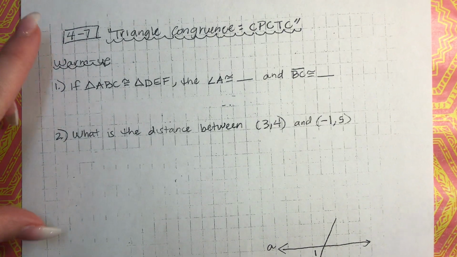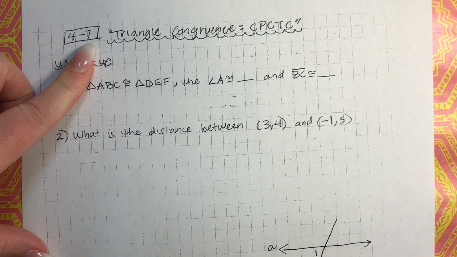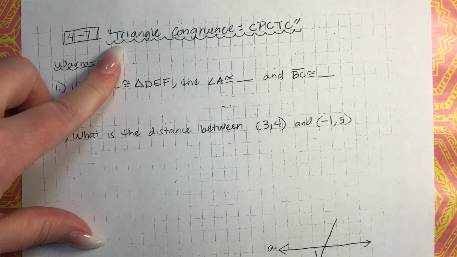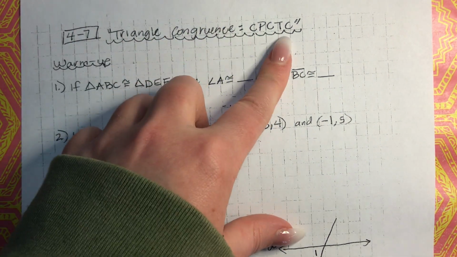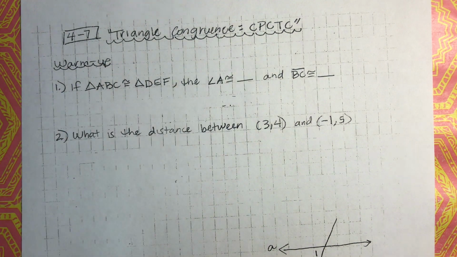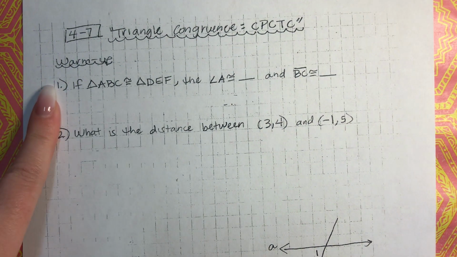Hello, hello. Welcome back for Chapter 4, Lesson 7. We are talking about triangle congruence, CPCTC. So we're going to figure out what that means today. But before we get started, let's go ahead and do our warm-up.